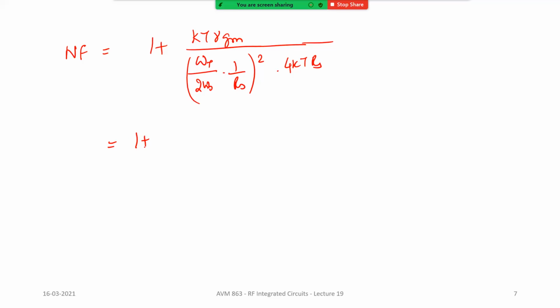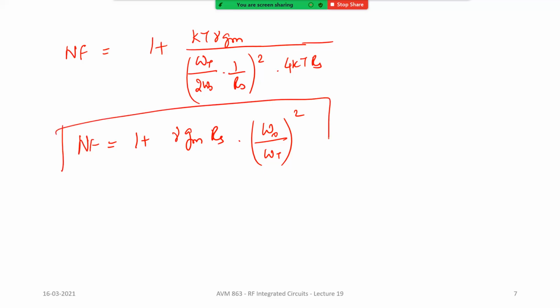It becomes 1 plus, kT gets cancelled out. So you have gamma times GM times, here you have Rs squared in the denominator, so this goes to the denominator as Rs, right? Into this 4 and this 4 will get cancelled out. So what you will get is basically omega naught by omega t, the whole square. Okay, so the noise figure of this common source with source degeneration LNA is given by 1 plus gamma GM Rs into omega by omega t, the whole square.